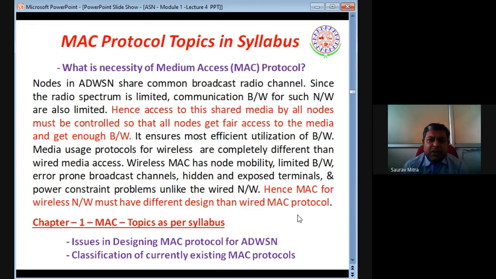What issues have we seen already? Some more issues we will see, and the classification of currently existing MAC protocols. There are some 3-4 MAC protocols we will be seeing, and whenever I say protocol, these are certain rules that we are supposed to follow. There is MACA, MACA-W, BPRMA, the CATA protocol, and HRMA. All these protocols are used for transmission of data from one place to another within an ad hoc wireless network.